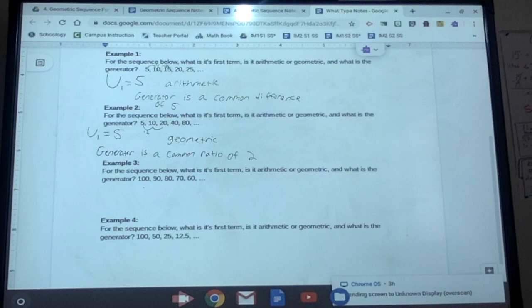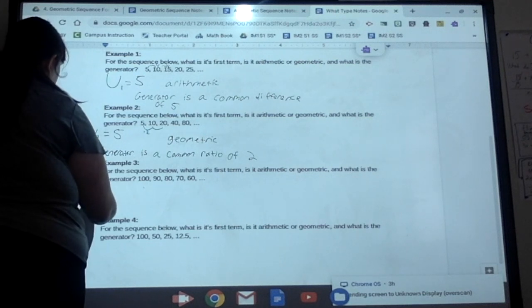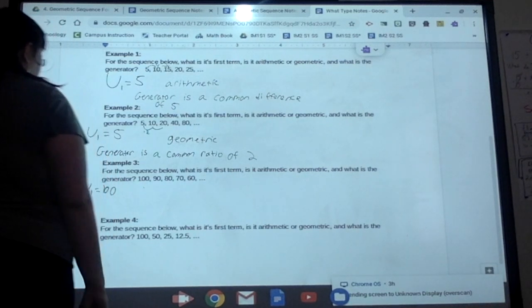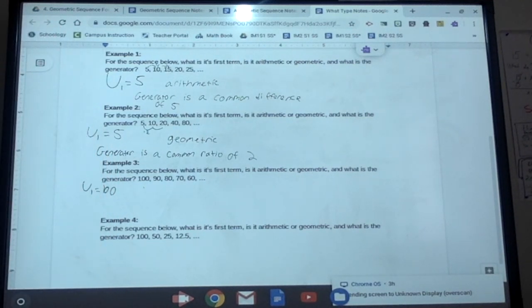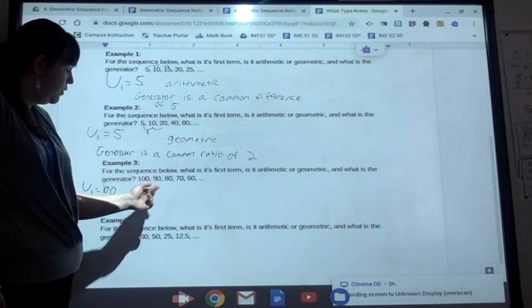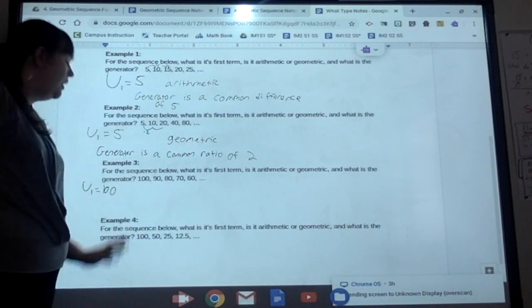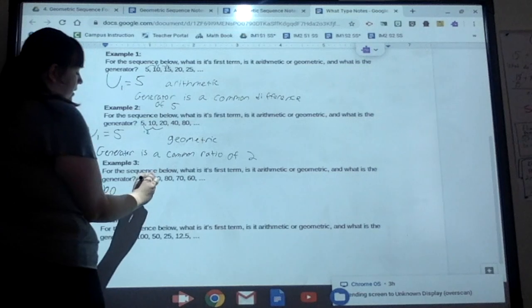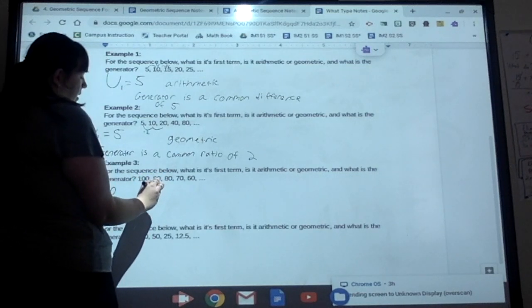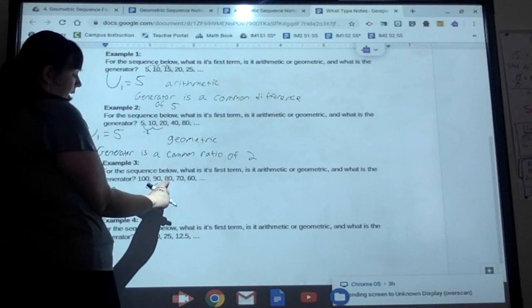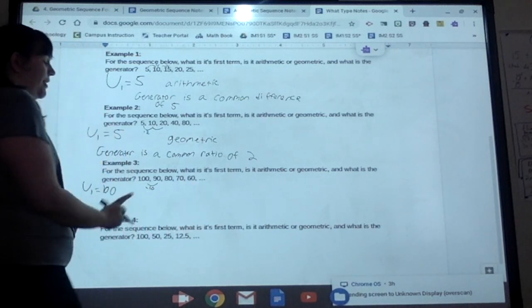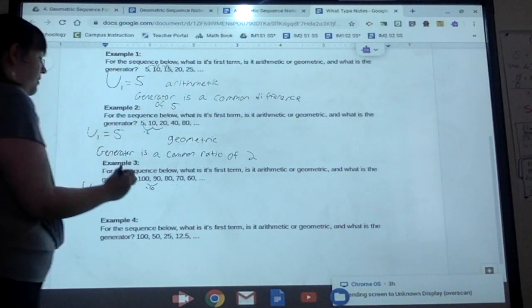Alright, for example 3, let's figure out what the first term is. The very first one we see is 100. Easy peasy. Is it arithmetic or geometric? I'm going from 100 to 90, which means I'm going down, so I'm either subtracting or dividing. From 100 to 90, I have minus 10. Let's see if that keeps working. Minus 10 is 80. Yep. So each time I'm subtracting 10, which makes it arithmetic.